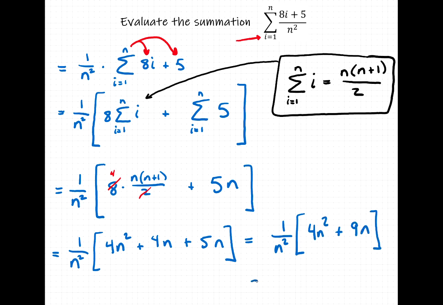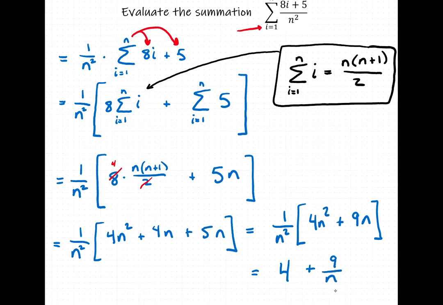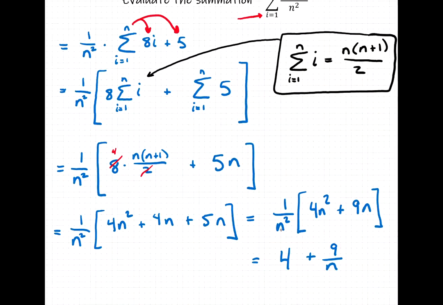And finally, let's distribute that 1 over n squared. So it looks like we end up, once we're done simplifying, with a 4, because the n squareds cancel, plus 9 over n. One of those n's on the bottom cancels with that n next to the 9. All right, so that about does it. Our summation is evaluated and simplified. All right, I hope this was helpful.